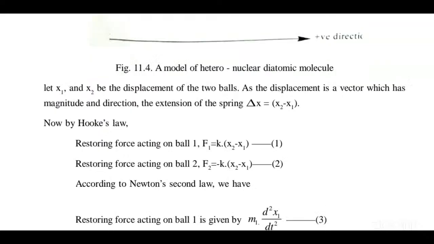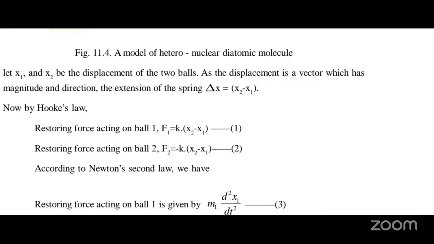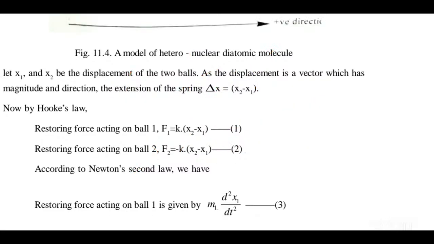Here x1 and x2 are the displacements of the two balls. As you know, displacement is a vector. A vector has both magnitude and direction, whereas a scalar does not have direction. So displacement is a vector property with magnitude and direction, and the extension of the spring delta x equals x2 minus x1. This is the distance traveled by the two masses.